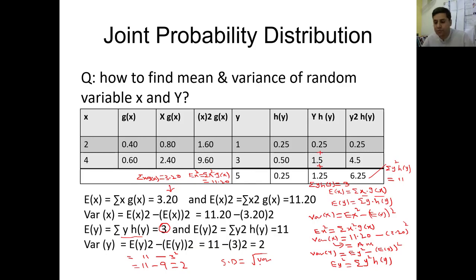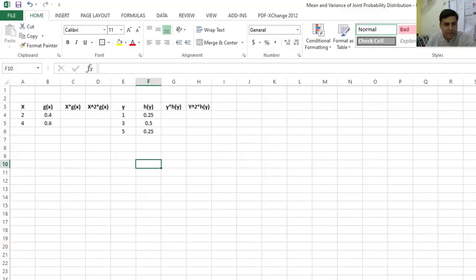Now I am just going to show you how you will calculate mean and variance in Excel. So now you can see that for x we have two values, 2 and 4, and their respective probabilities for x are 0.4 and 0.6. Similarly, for the random variable y we have three values, 1, 3, 5, and their respective probabilities.